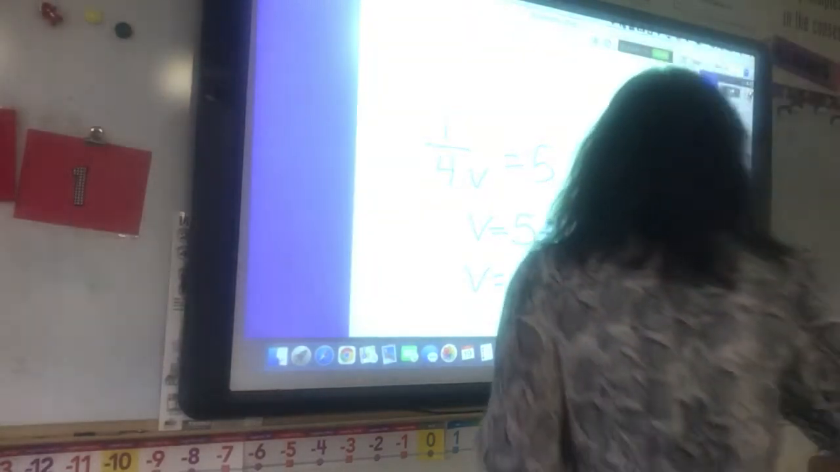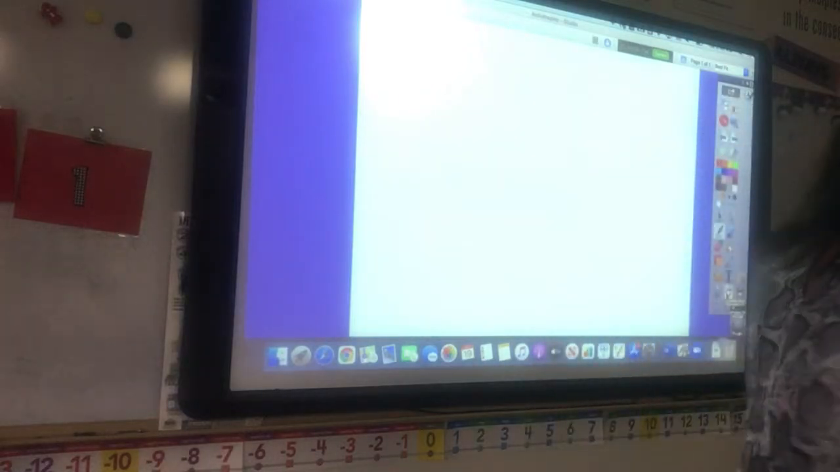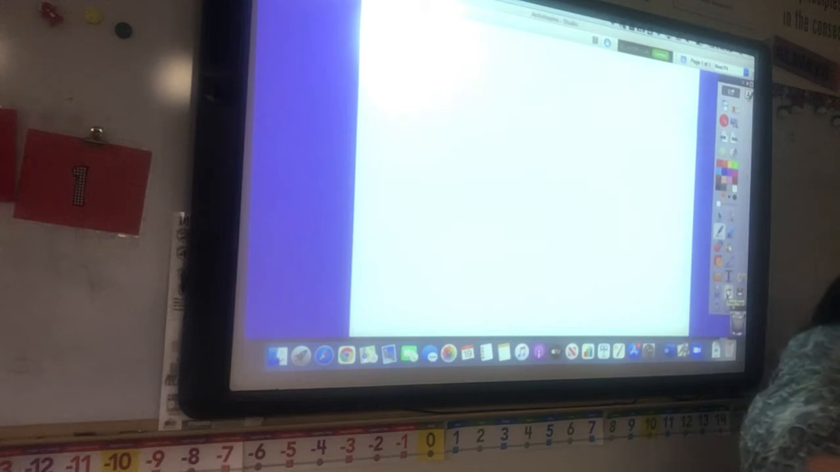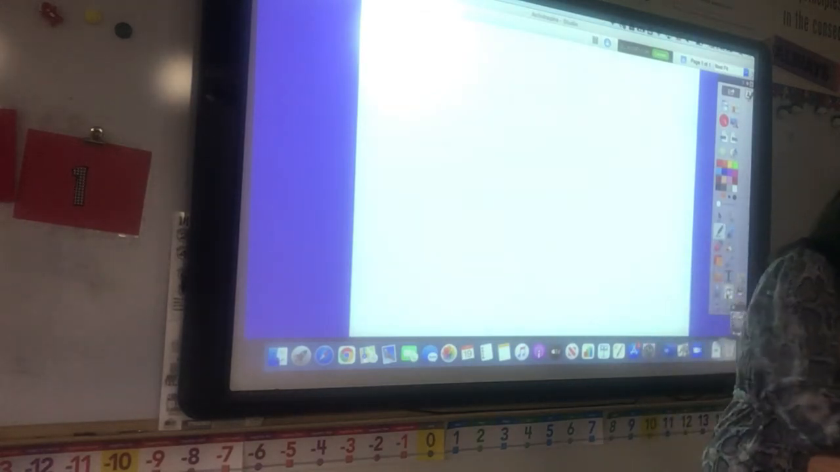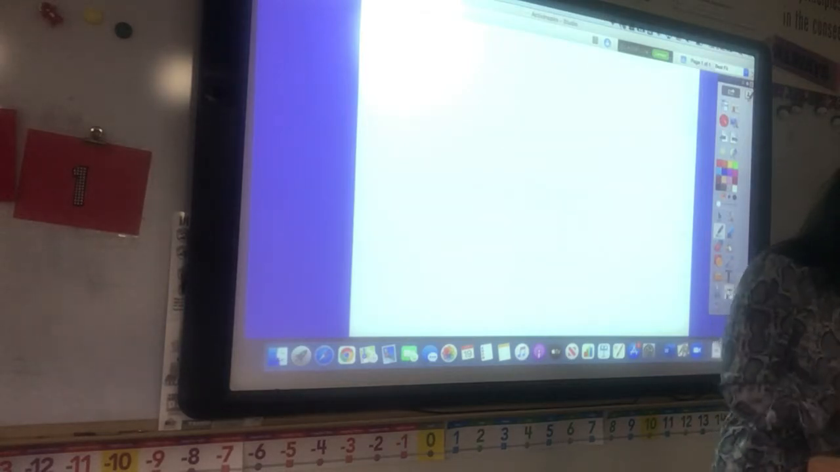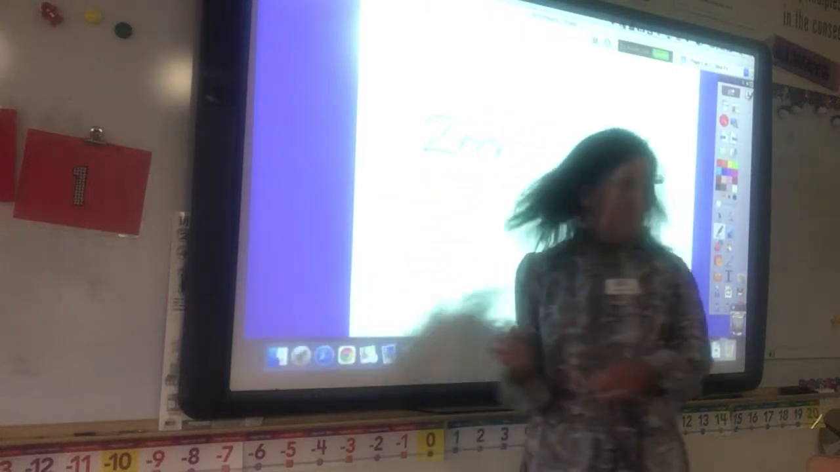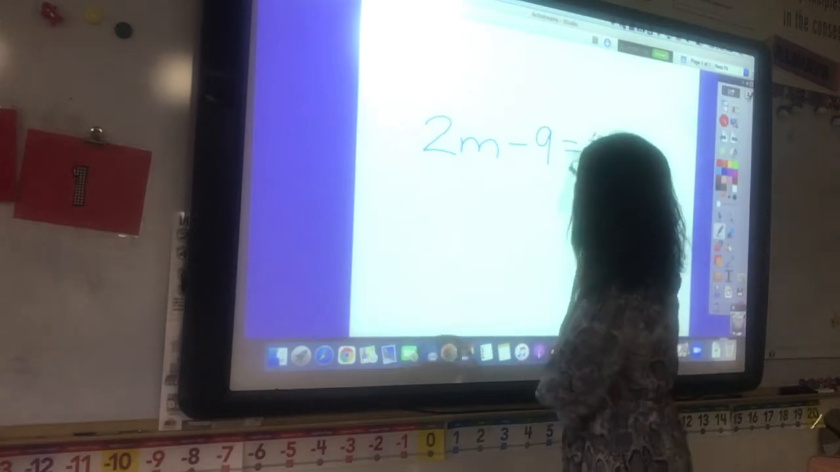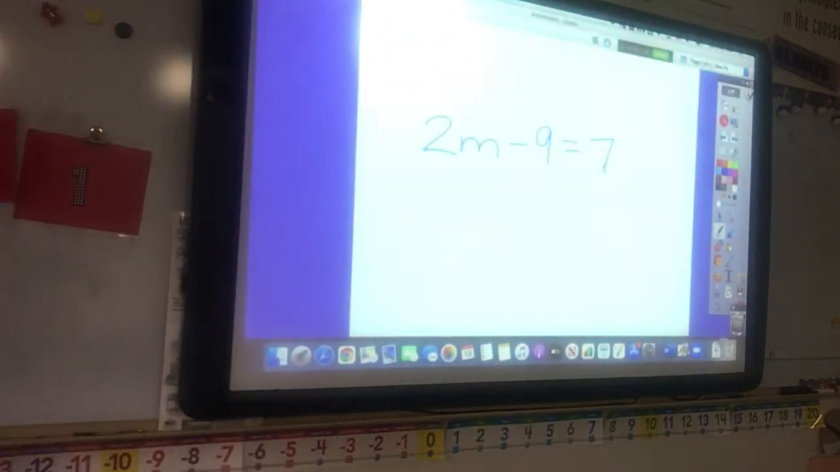Now let's look at a two-step equation. Let's go back to your composition book and we're going to put an example of a two-step equation. We'll put this as our example: 2m minus 9 equals 7.